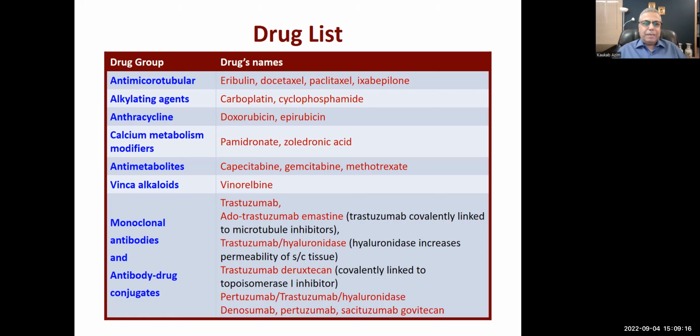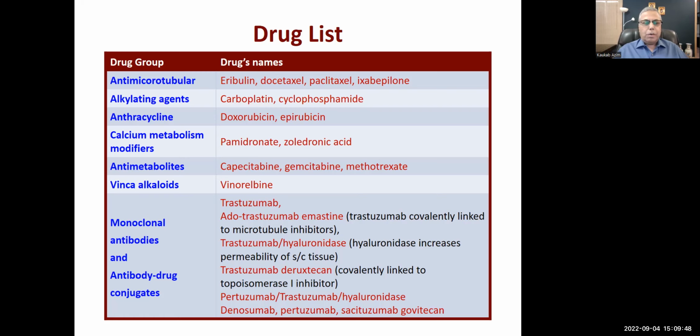Then we have got antimetabolites: capecitabine, gemcitabine, and methotrexate. We have got Vinca alkaloids. Vinorelbine is the one that we use over here. We have others, just for your revision, vinblastine and vincristine. They also affect the microtubules. They inhibit the polymerization of the microtubules. So they are also sort of anti-microtubular drugs, okay?